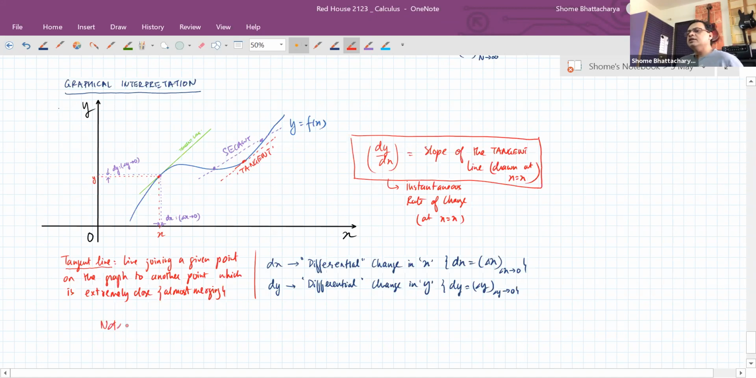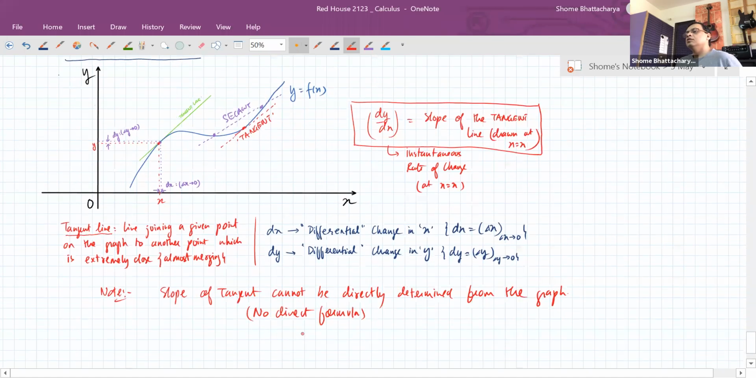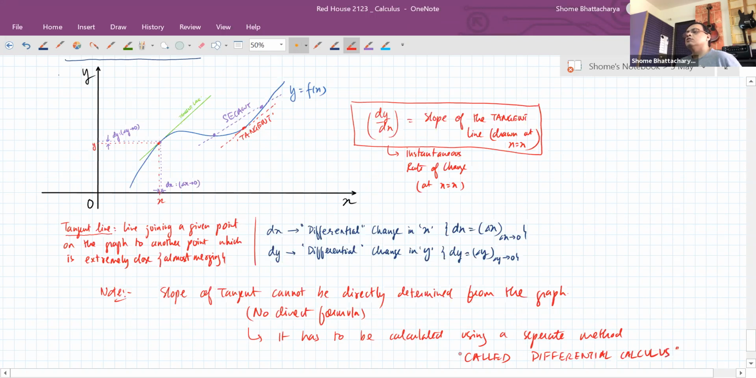Okay, so what we understand here is that the slope of the tangent cannot be directly determined from the graph. There is no direct formula for it. Okay. So instead of that, it has to be calculated using a separate process or separate method, and that is called the method of differential calculus. And this is what we will be studying for the next couple of weeks. Okay, starting today, a little bit.